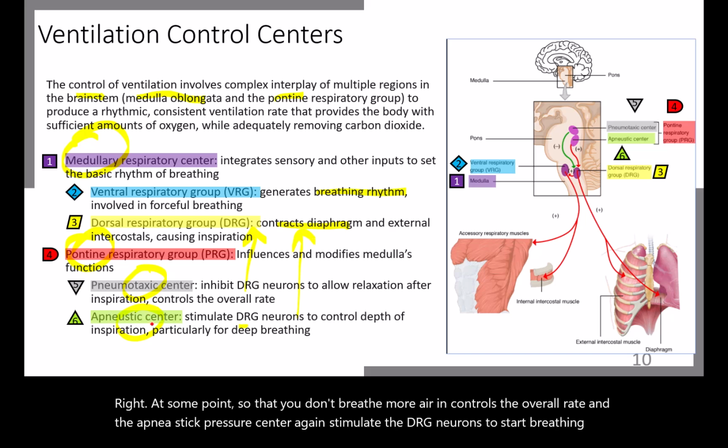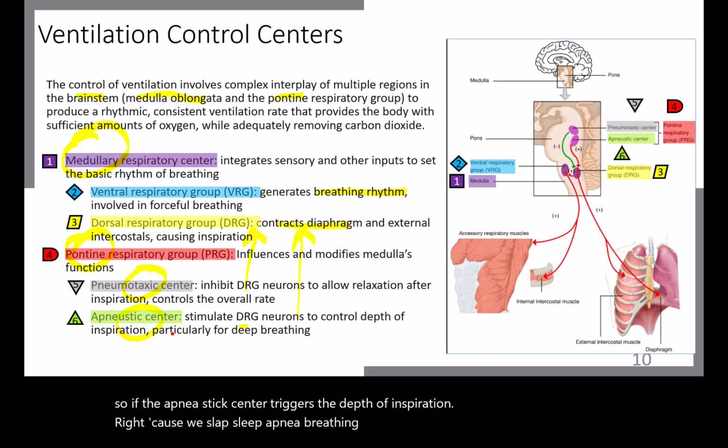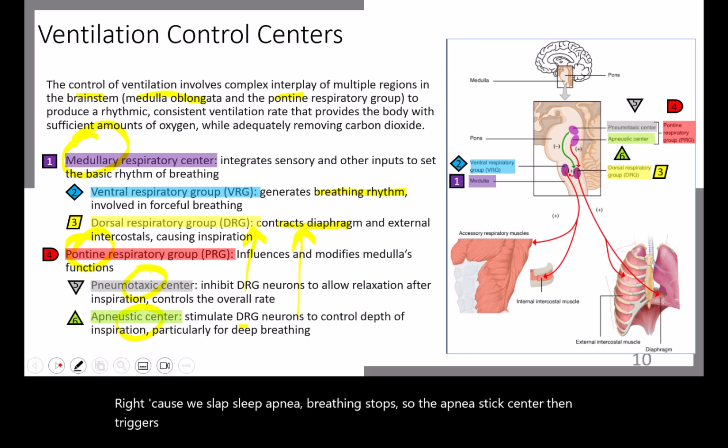It's called the apneustic center because apnea is when breathing stops. And so the apneustic center triggers the depth of inspiration, right? Because with sleep apnea, breathing stops. So the apneustic center then triggers breathing to start again.